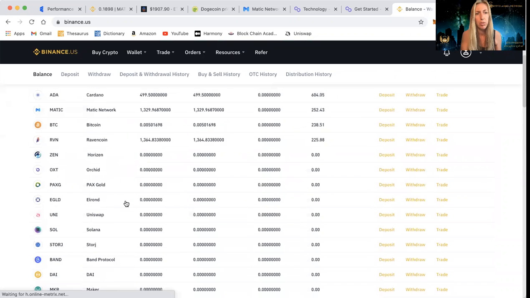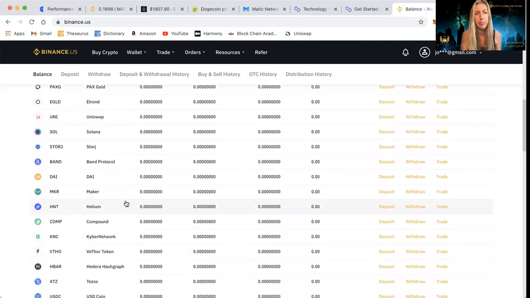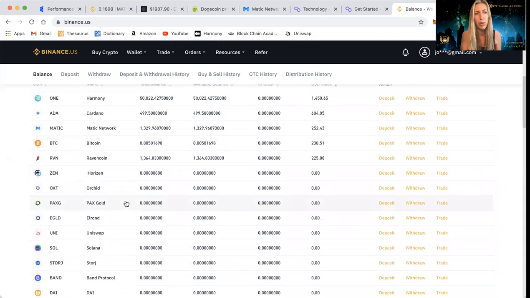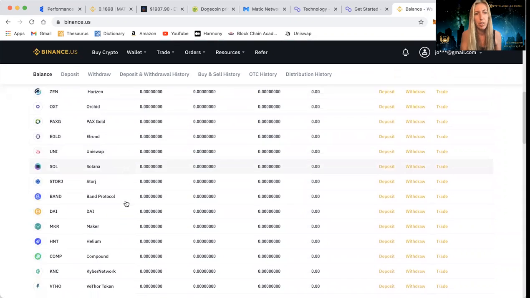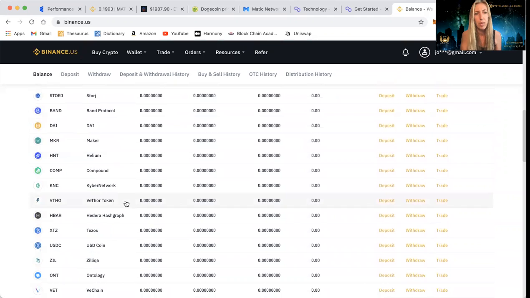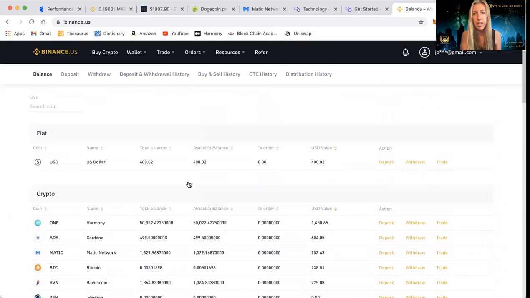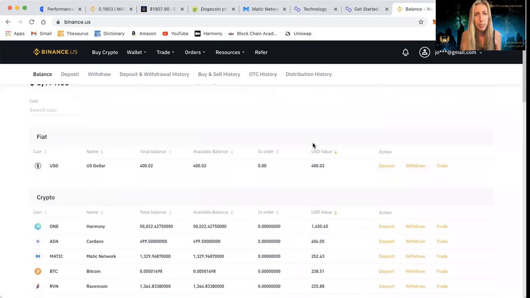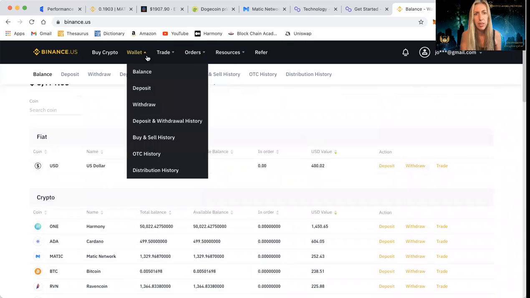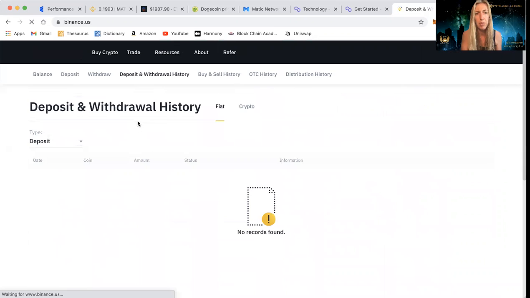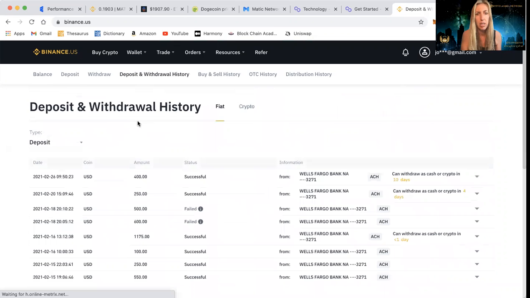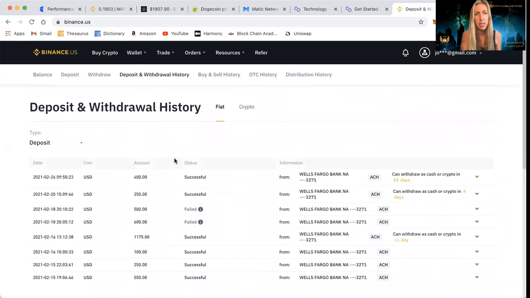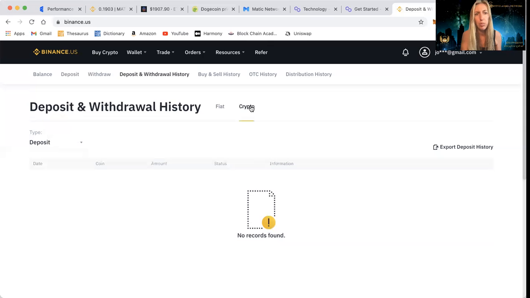Let's go to Doge and see if it is there. Doge, where are you? Come to me. Maybe you can see it. Hang on. Let's do it this way. Deposit and withdrawal history. Maybe it'll show from that. That's something separate. Crypto. Let's see under crypto if there's anything. Maybe it's just not there yet. Let's hope it goes through.